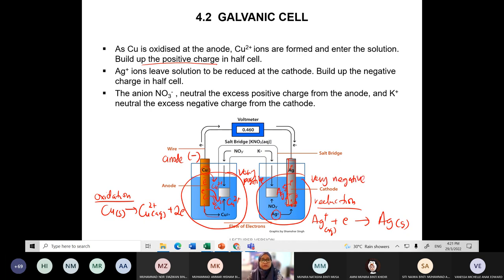So this is also what we call charge build up. So we don't want this to happen because kenapa? Kalau dia berlaku dekat sini, the electron tadi yang supposed to be moving atau flowing to the other side, kena pergi dekat sebelah sana because dia kata, oh, this side need electron more than this side.